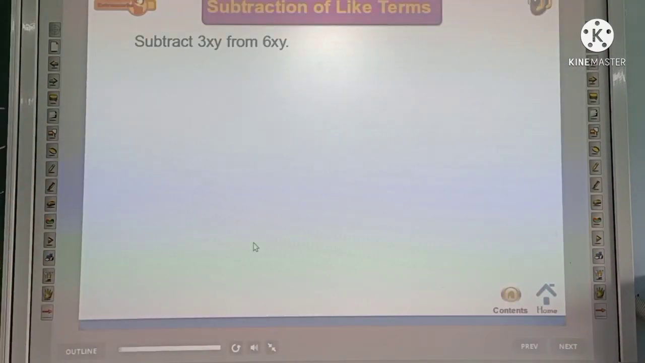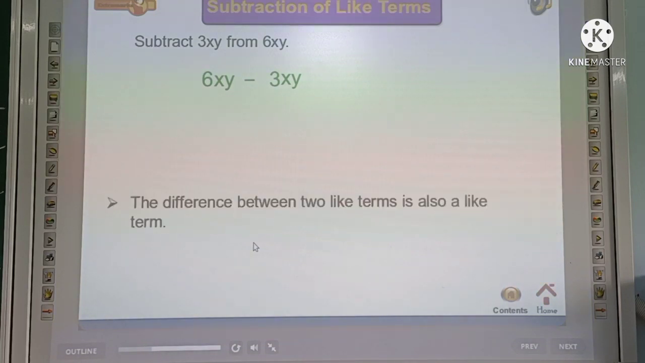Let us now learn about the subtraction of like terms with the help of an example. Let us subtract 3xy from 6xy. For this, arrange the terms with their coefficients as shown. Remember that the difference between two like terms is also a like term. In our example, the variable is same in both terms. Hence, the difference will also be the same like term.